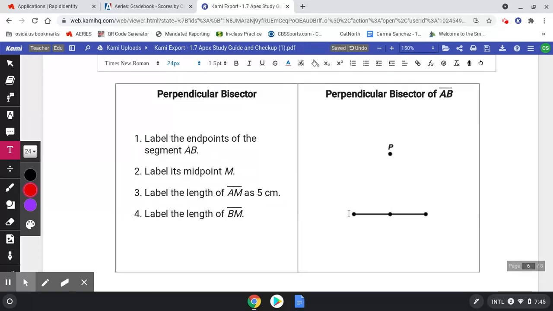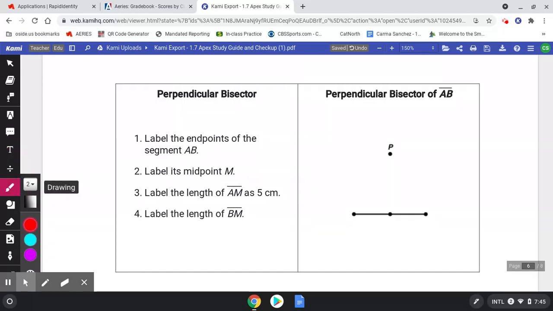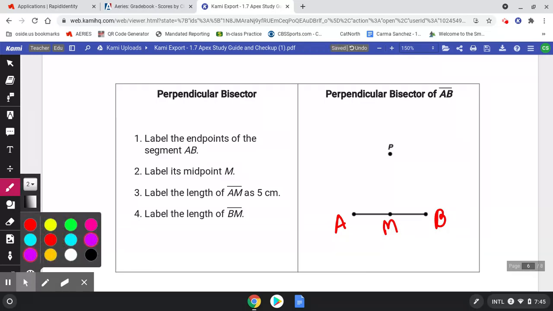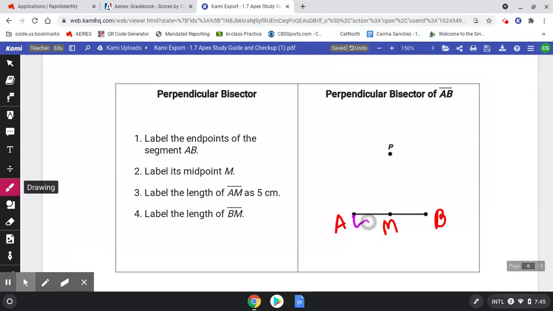All right, label the endpoints of the segment A and B, label its midpoint, label the length of AM as 5, and label the length of BM. So we're taking some notation here: labeling the points A and B, and then labeling its midpoint M, labeling the length of AM as 5, and then the length of BM. Since it's a midpoint, it is also 5.